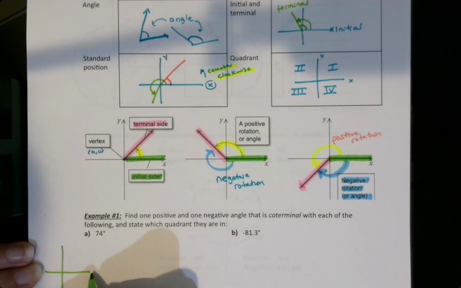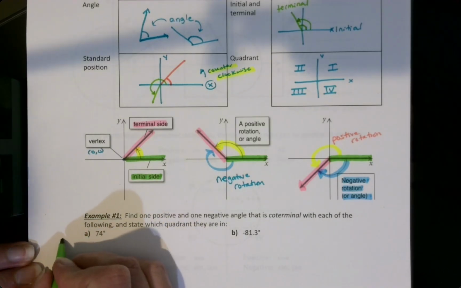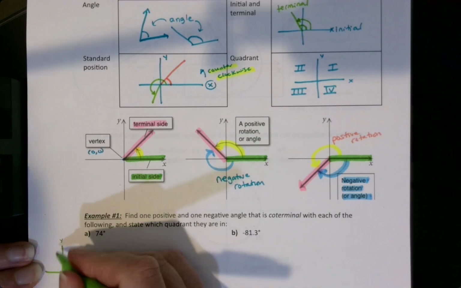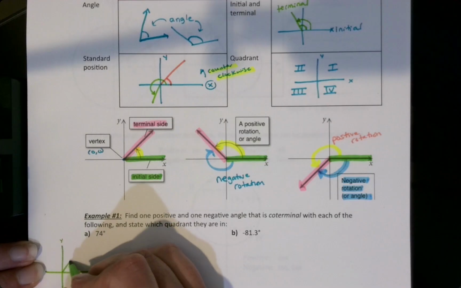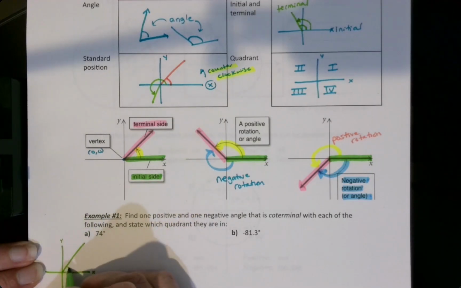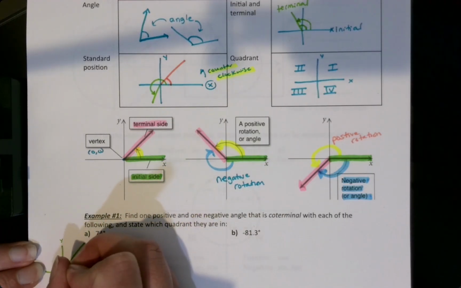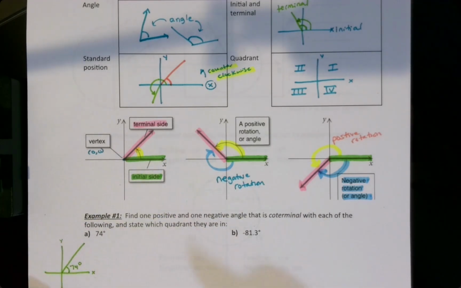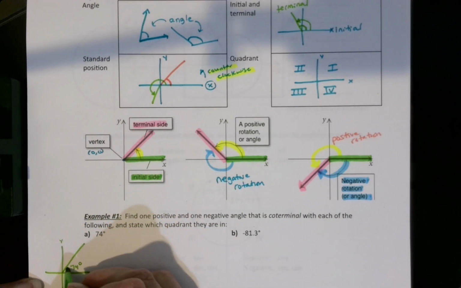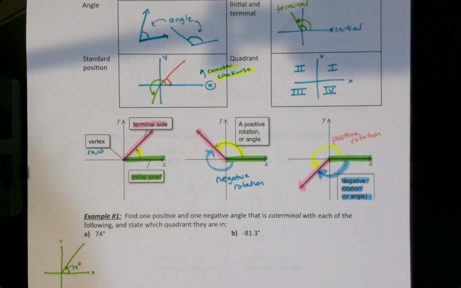starting on the x-axis right here, if I went all the way up to the y-axis, that would be 90 degrees. And so I know that 74 degrees is going to be somewhere short of 90 degrees. And it's more than halfway there, so that's what I'm attempting to draw in this picture right here. That is an approximately 74 degree angle.